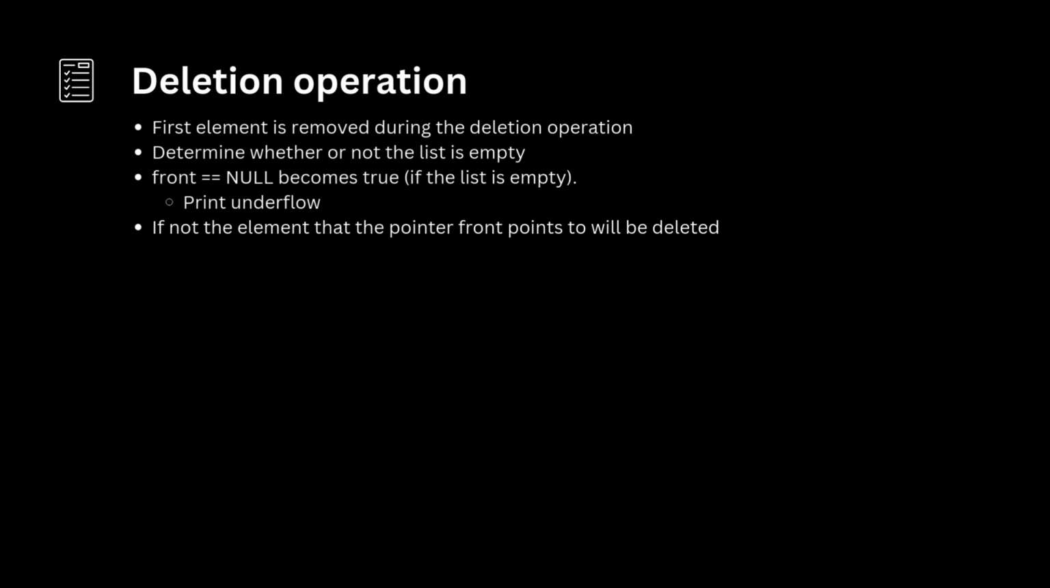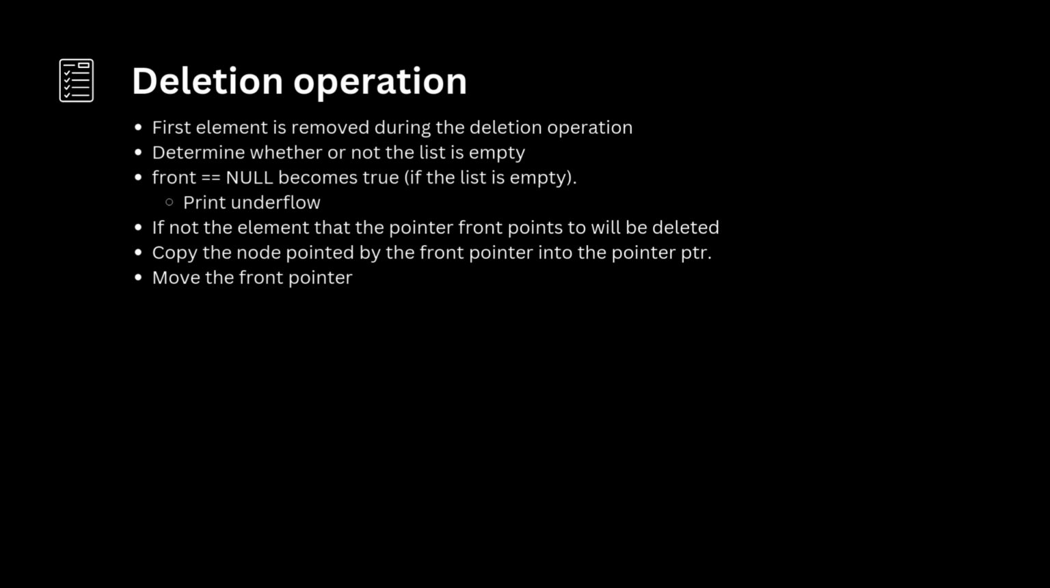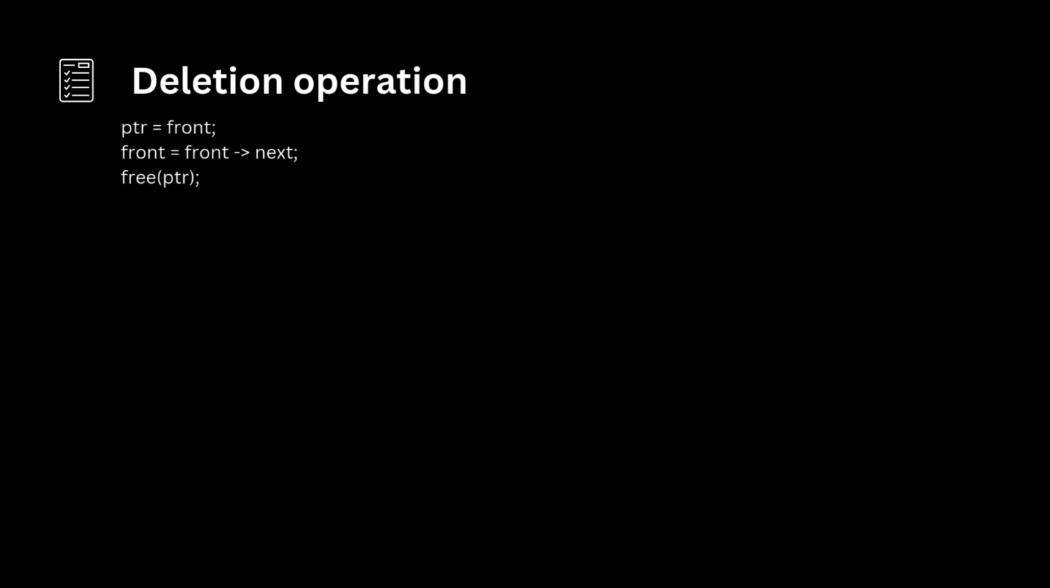For this, copy the node pointed to by the front pointer into the pointer PTR. Now move the front pointer to point to its next node and free the node pointed to by PTR. These statements are utilized to do this. Here PTR is a pointer that will be used to temporarily store the address of the node that is being removed. This line moves the front pointer to the next node, effectively removing the first node from the linked list. Finally, this line deallocates the memory occupied by the node that was removed.